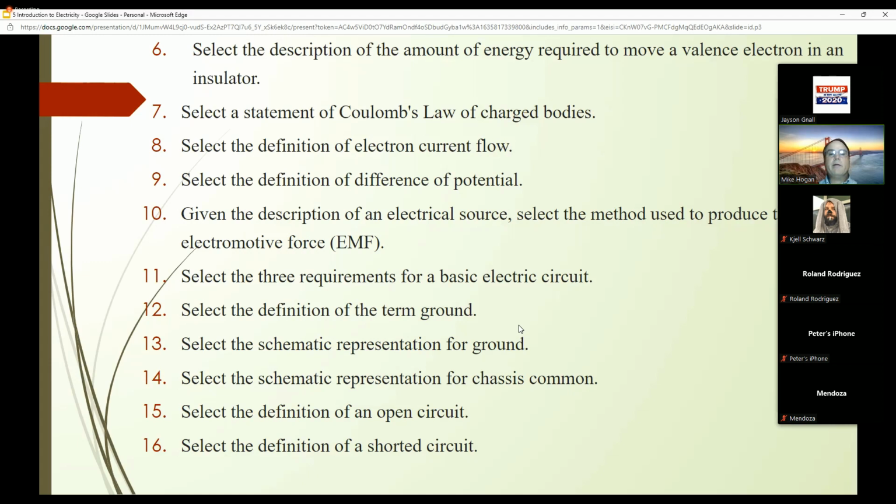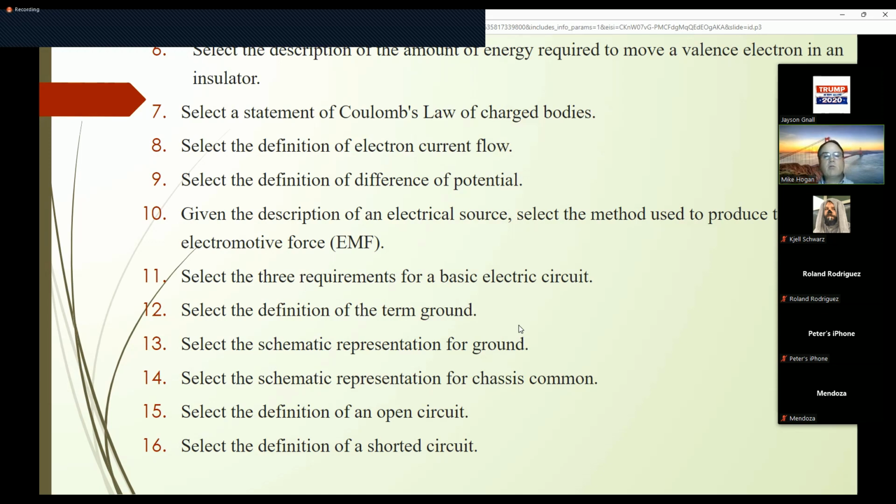We're going to talk about electron current flow, Coulomb's law, voltage and potential difference, electromotive force, and then we're going to give some common definitions and understanding. We'll look at some schematic diagrams for chassis ground and earth ground, and we'll talk about what an open circuit and a shorted circuit could be. All right, so we'll work through quite a few things as we move through this basic electronics.